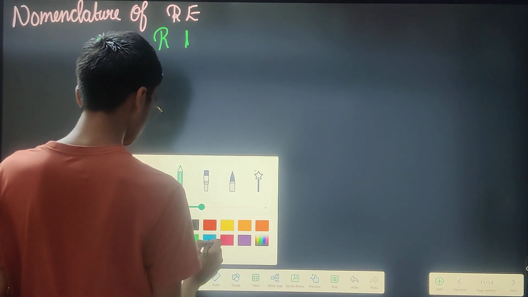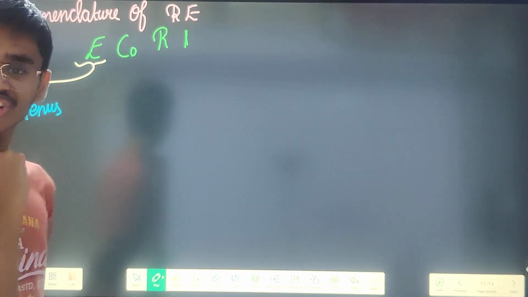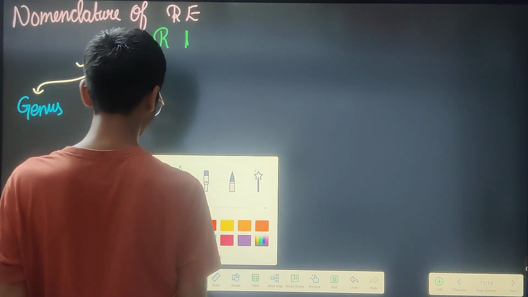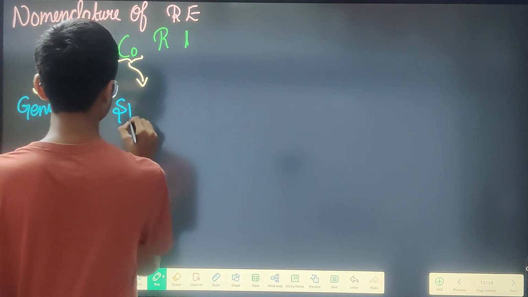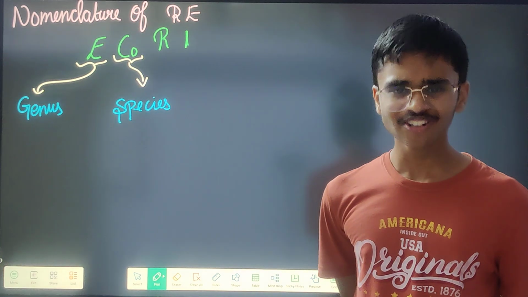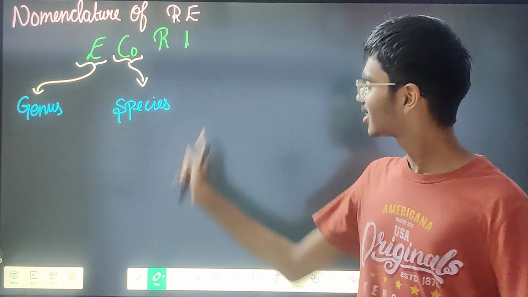So the first letters, Eco, are actually none other than its genus, Escherichia. Then the second one is none other than our species. Now you all might have a doubt. What are you doing, Kannan? Do restriction enzymes have genus and species? You say that it is just an enzyme, then how can they have genus and species?